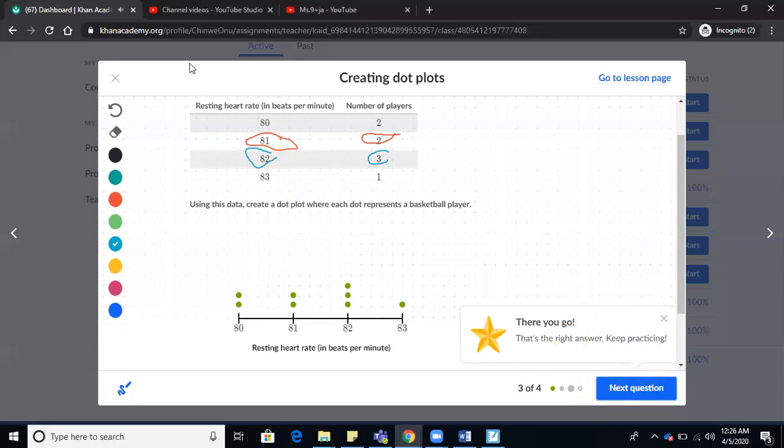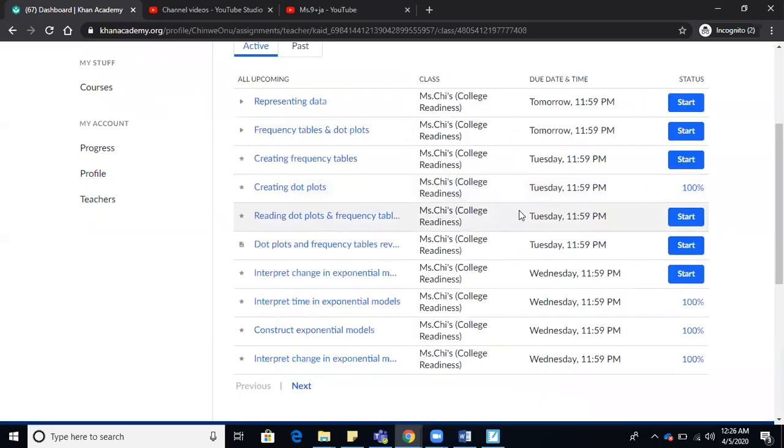All right, so that's creating dot plots. Dot plots is just the number of dots for how many times that number shows up. It's a frequency table but with dots. That makes sense. And then after that, the next thing that's due, so you would do the 3 things that are going in your grade book by Tuesday: creating dot plots, creating a frequency table, and reading dot plots and frequency tables.